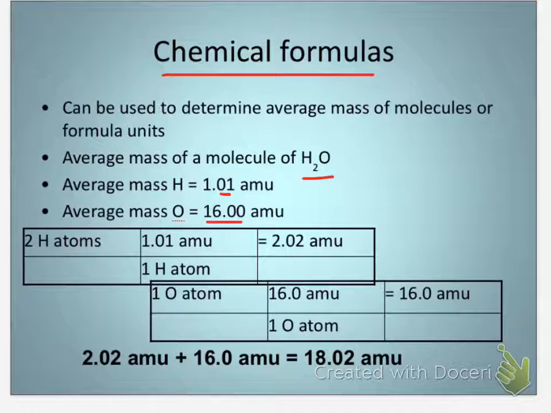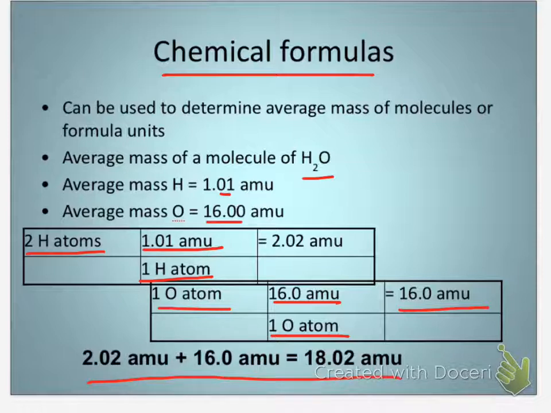So it's a simple factor label. If we have 2 hydrogen atoms and one hydrogen atom has a mass of 1.01 AMUs, the total mass of hydrogen in a molecule of water is 2.02 AMUs. One oxygen atom, where every single oxygen atom has a mass of 16.0 AMUs, gives us a total mass of oxygen in a molecule of water at 16.00 AMUs. Add them together and you get 18.02 AMUs.